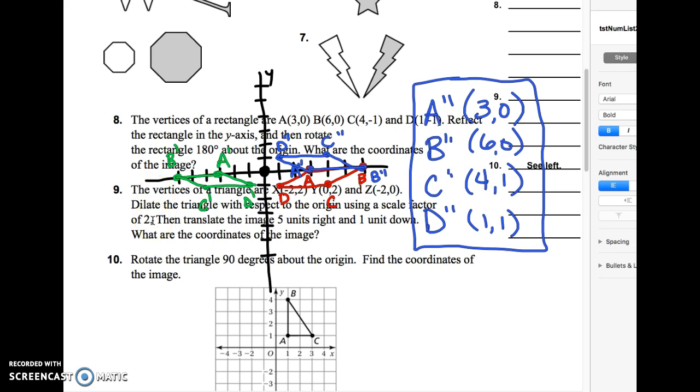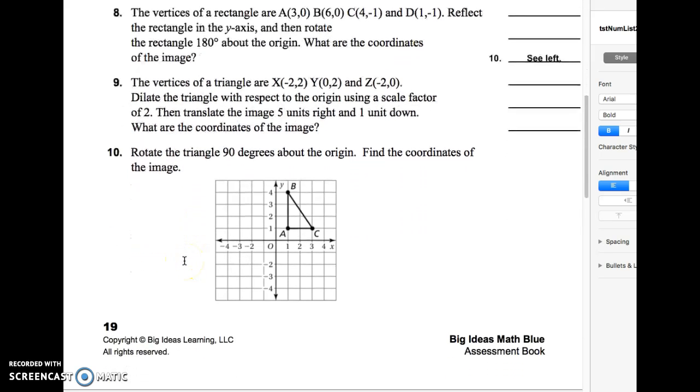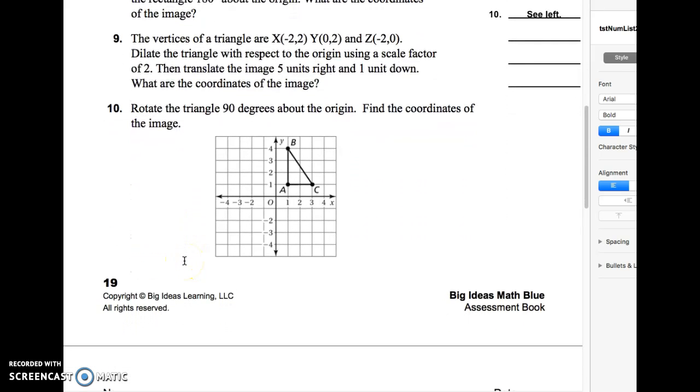Okay, we're going to look at number 9. It says the vertices of a triangle are x at negative 2, 2, y at 0, 2, and z at negative 2, 0. Dilate the triangle with respect to the origin using a scale factor of 2. So right now I want you to think about what's going to happen. Is that triangle going to get bigger or is it going to get smaller? Then we need to translate the image 5 units right and 1 unit down. And what are the coordinates of the image?